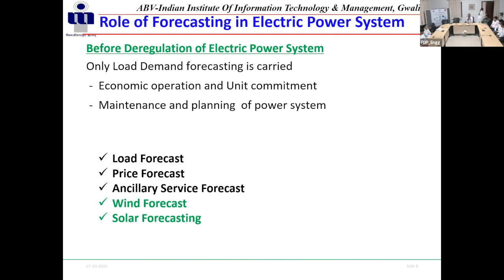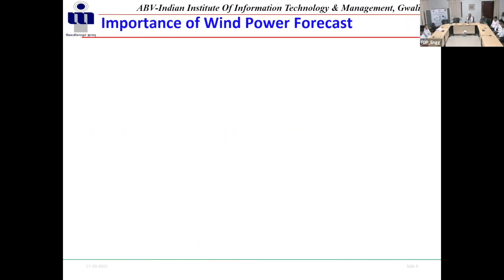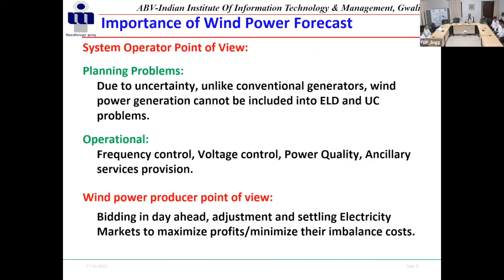I will be talking about the wind forecast and the solar power forecasting. Already, from the system operator's point of view, I said it is a planning problem. Due to the uncertainty, unlike conventional generators, wind and solar power generation cannot easily be included in the economic load dispatch and unit commitment problem, the operational problem.